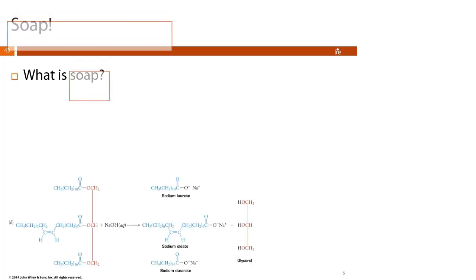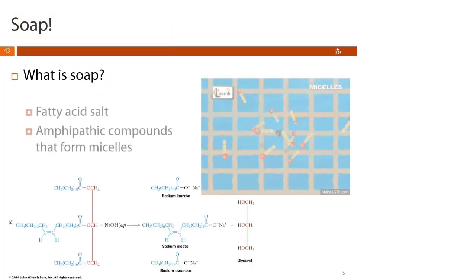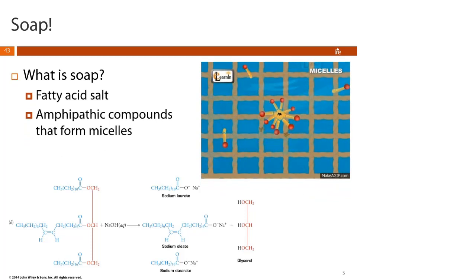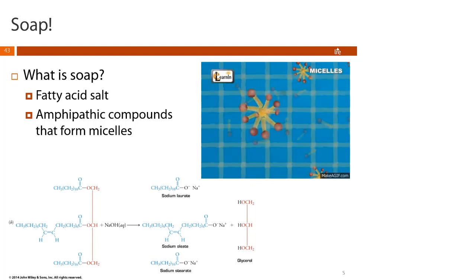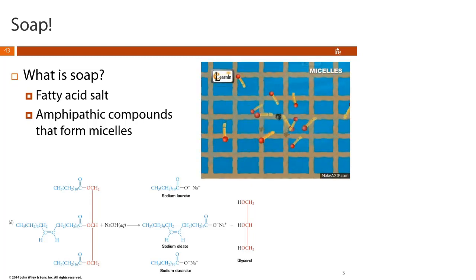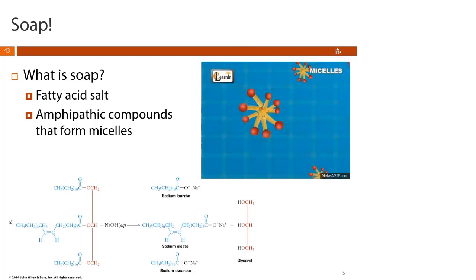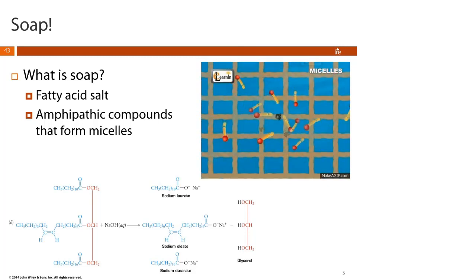So what is soap from a chemistry standpoint? So soap is a fatty acid salt. So it's going to be the ionic compound that results from an acid-base neutralization reaction. And in this case, our acid-base neutralization reaction was a fatty acid and sodium hydroxide. So these salts are going to be amphipathic compounds that can form micelles. And so that's what's going on in this graphic right here.